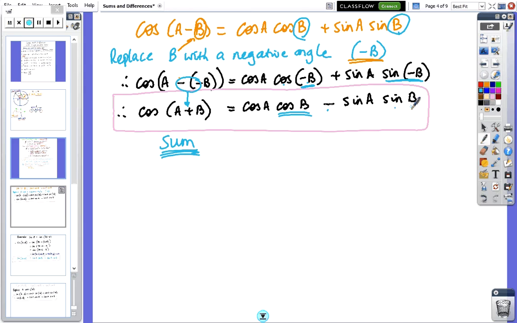So what we notice is they both start with the same cos, and they finish with two sines. But when you have a plus, you have a minus in between. But when you had a minus, you had a plus in between. So at the end of the day, you're most likely going to have access to these formulas in your cheat sheet, but you need to know that they have come from mathematics. Okay, so let's have a look at the sine ones next.